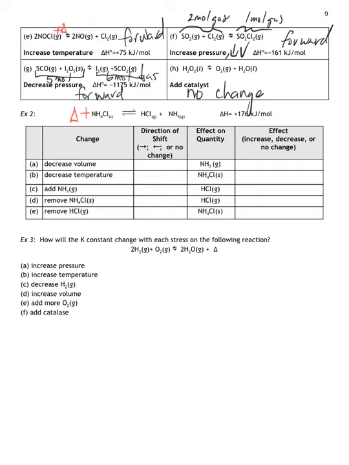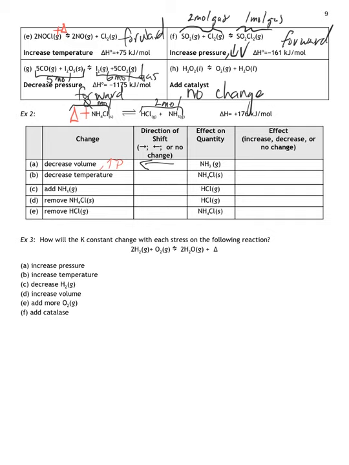So the first one is a decrease in volume or increase in pressure. What would happen as a result? It looks like it's going to shift towards the side with less moles of gases. So I'm going to have to count my moles of gases. Once again, I see 2 moles of gases on the product side, and then I see 0 moles of gases on the reactant side. So in order to decrease pressure, I'm going to move towards this direction, the reverse.